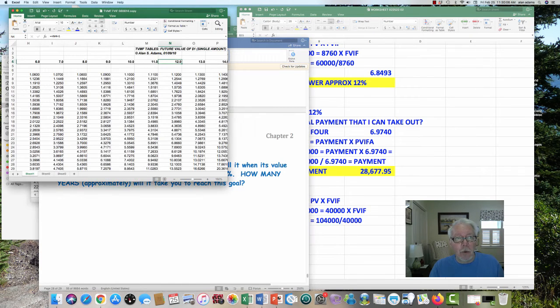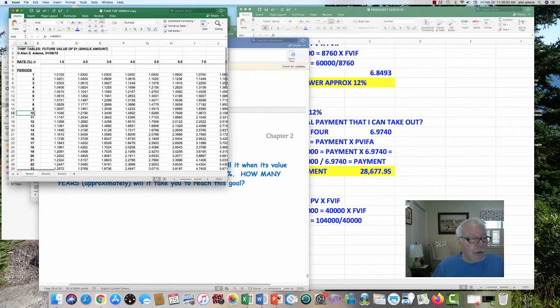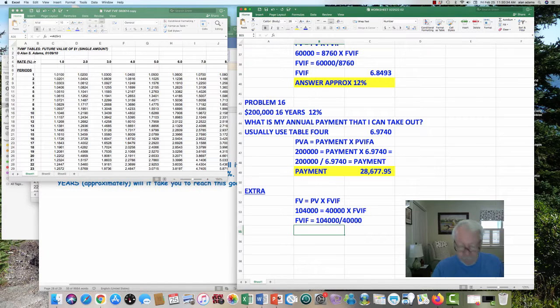Go to table number 1 and say, my answer is in this column. Scroll down that column until you find the number that's closest to 2.6, and it looks like it's that number right there, 2.5937. That number's too small, that number's too big. I think that's the closest one, 2.5937. How many years is that? It looks like the answer is 10 years. And we're done.